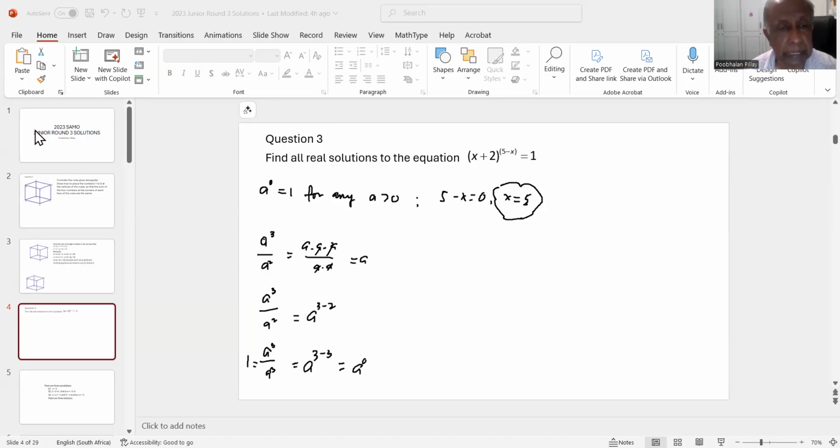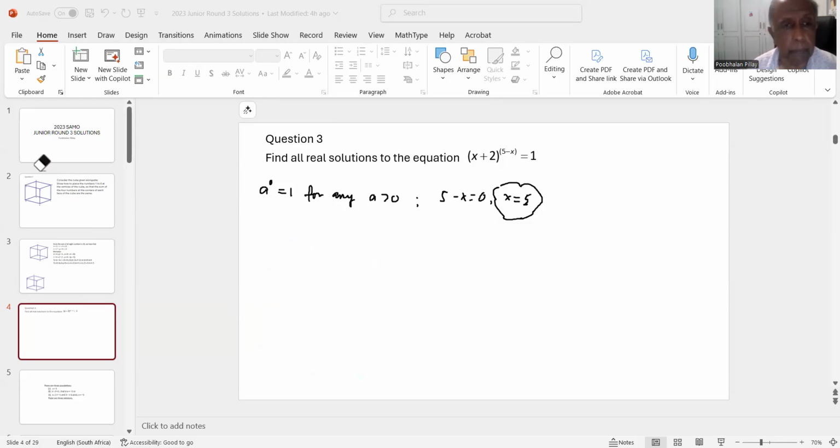Now let's look at the base, x plus 2. Now that base, to get the answer 1, the base has to be 1. So x plus 2 equals 1. And x is equal to negative 1. Okay, so when you put x equal to negative 1, then this becomes plus 1. And 1 to any power is 1. So that is the second solution.